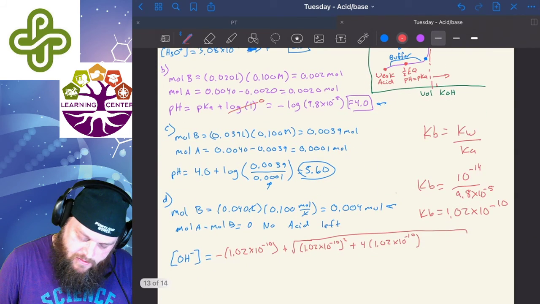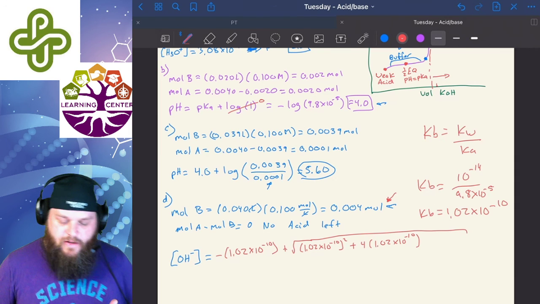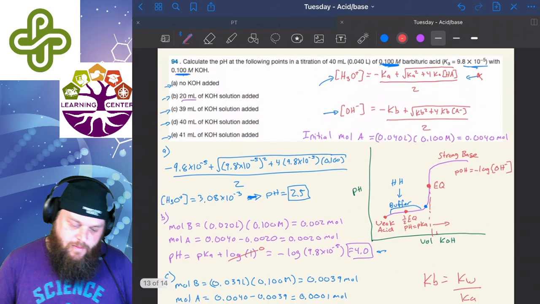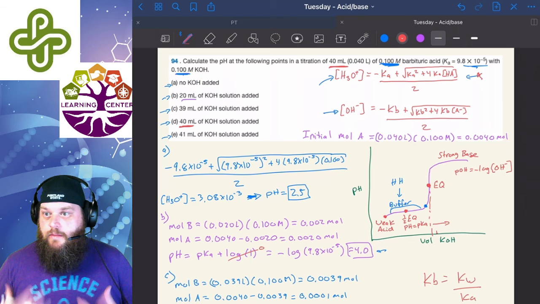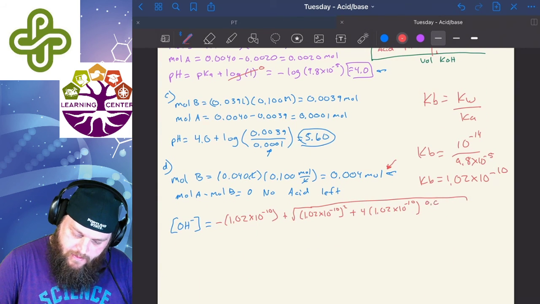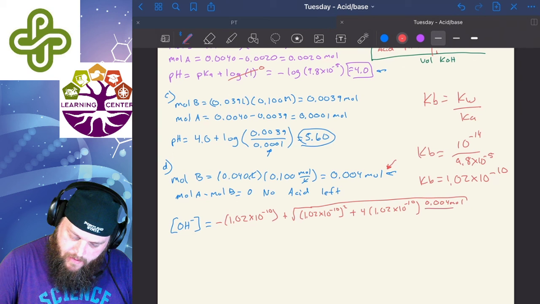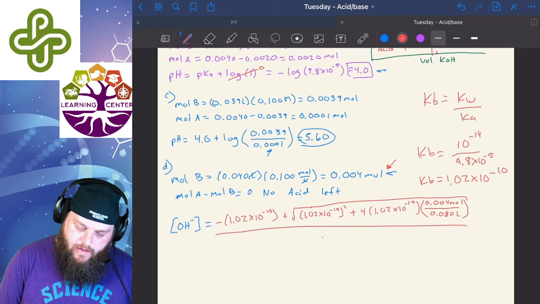we know how many moles are there, but we need to make sure we know the total volume of our solution at this point, because we started out with that 40 milliliters, but since then we've added 40 milliliters. So really we have 80 milliliters at this point. So we can put that moles in there of 0.004 mole divided by 0.080 liters. And that's going to be our concentration. Divide that whole thing by 2.